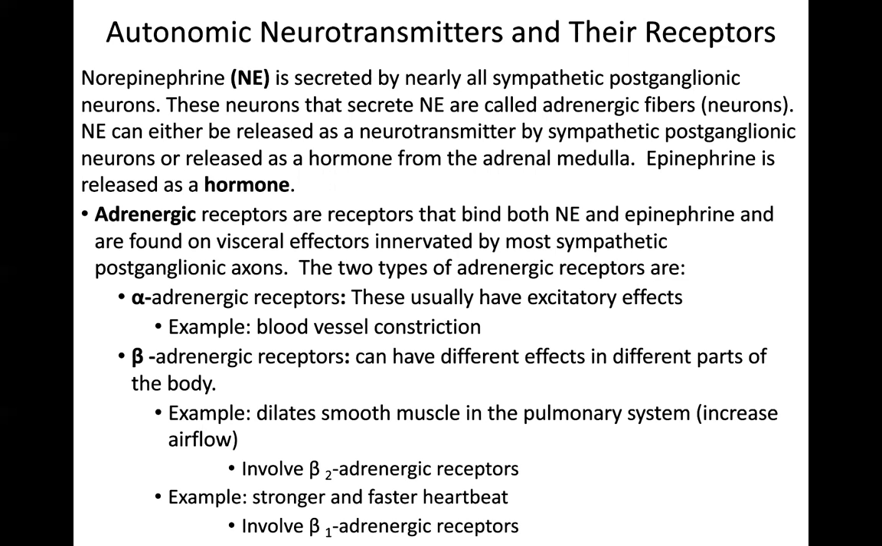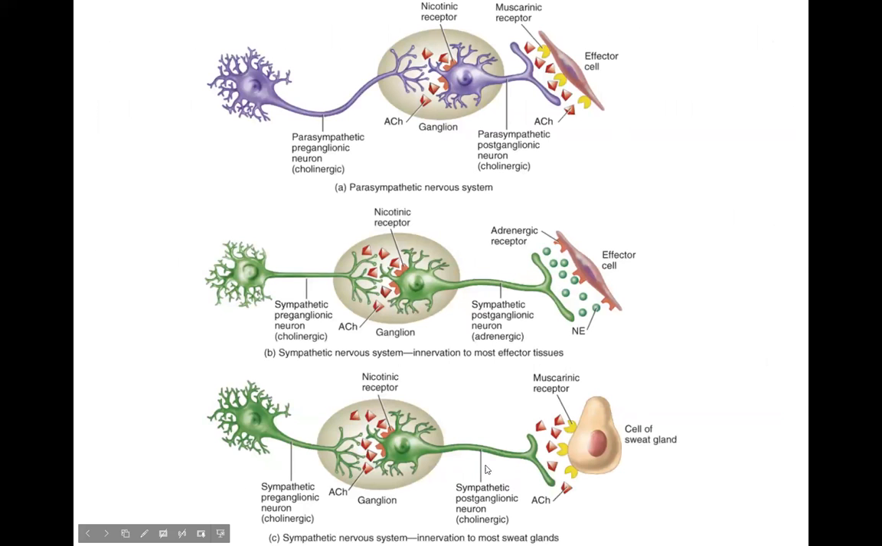Okay, let's first talk about norepinephrine, which was just shown on that next slide. It is secreted by nearly all sympathetic postganglionic neurons. The only exception, once again, are those postganglionic neurons innervating sweat glands. But anywhere else, whether this is at the heart or at the stomach, if it's the sympathetic nervous system, that second neuron is going to be releasing norepinephrine.